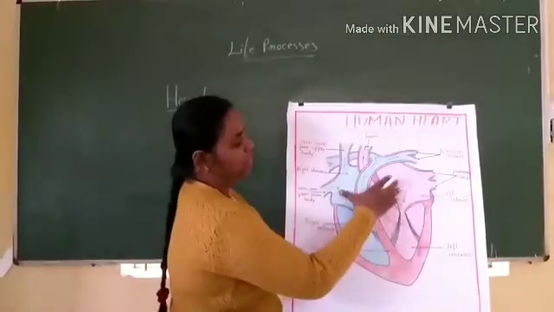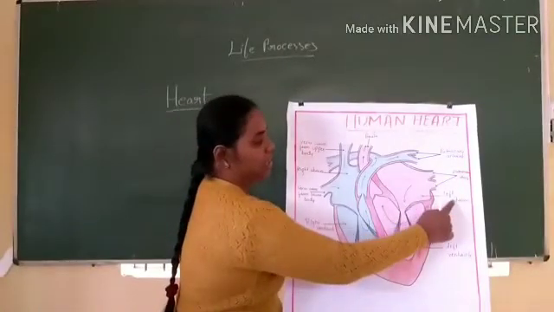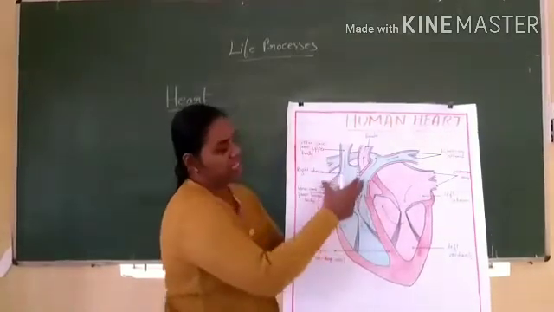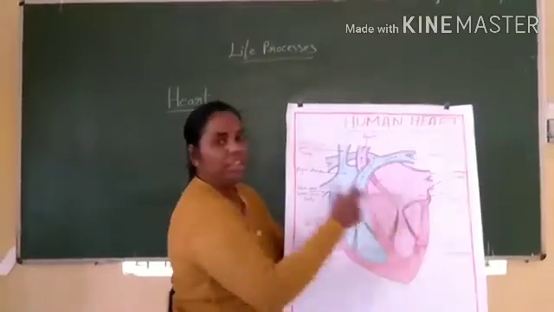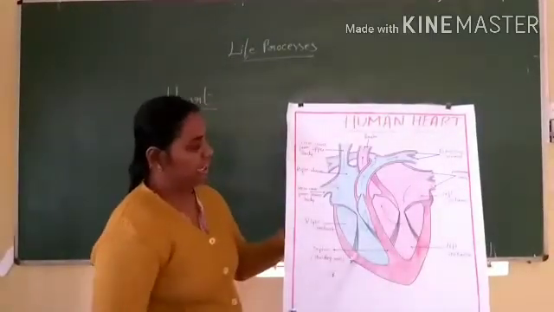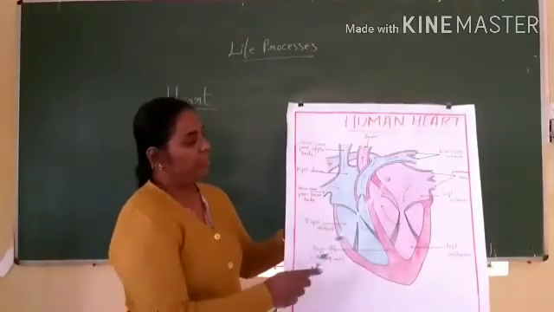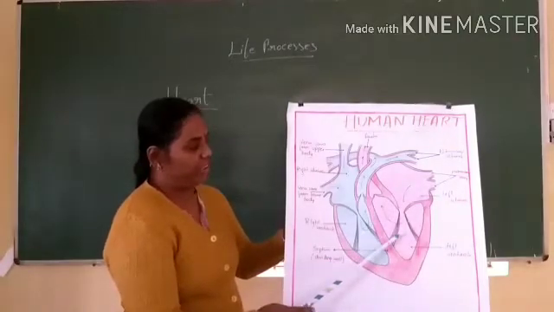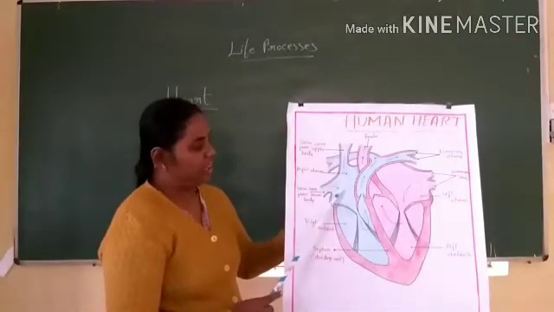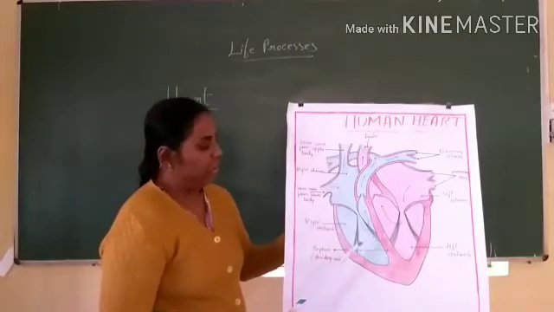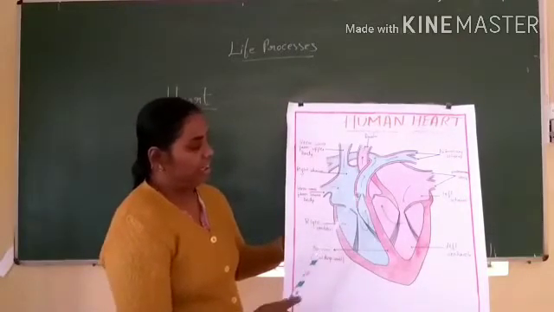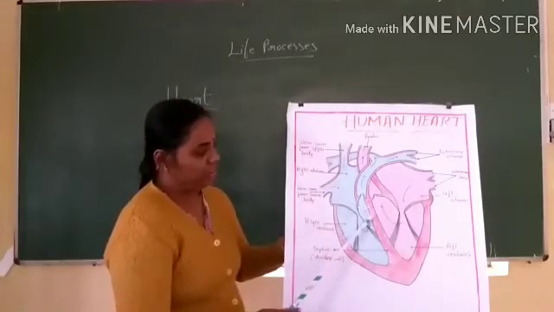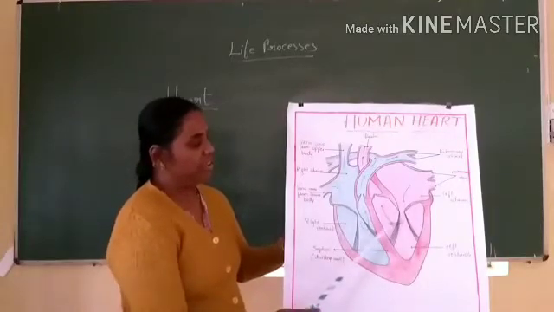The upper 2 chambers we call auricles or atria, and the lower 2 chambers we call ventricles. So this is the right part of the heart and this is the left part of the heart. Therefore we call this the left atrium or left auricle, the left ventricle, and this is the right atrium or right auricle, and this is the right ventricle. The right and left parts of the heart are separated by the septal wall. This is called the septum, which separates the chambers.